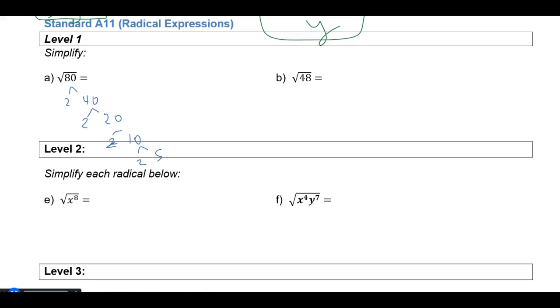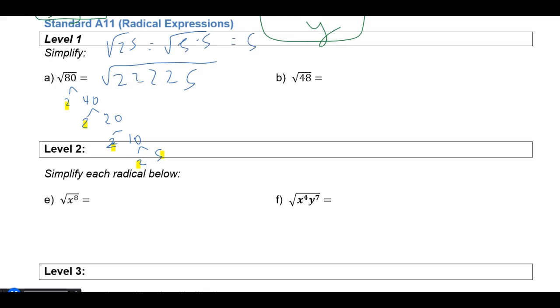2, and 5. So we have 1, 2, 3, 4, 4 2's and a 5. So remember that these can come out in groups of 2. Why? Because the square root says you have to find the things that, well, let me just write up here. The square root of 25 is like writing the square root of 5 times 5, which is just 5.